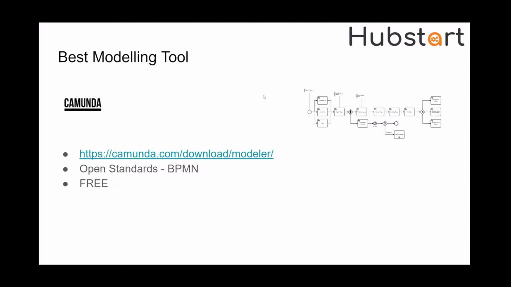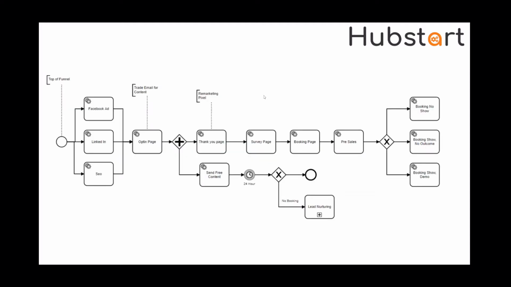So let's go through a very quick example of a diagram which is used for discussion. Here we can see the top of funnel. At top of funnel, we have our Facebook ads, LinkedIn ads, our SEO. This is the information flow coming to our system. And we're pushing all this information into our opt-in page. Our opt-in page is where we're going to trade an email for some type of content. It's a trade-off. You're giving away something of value in exchange for an email.